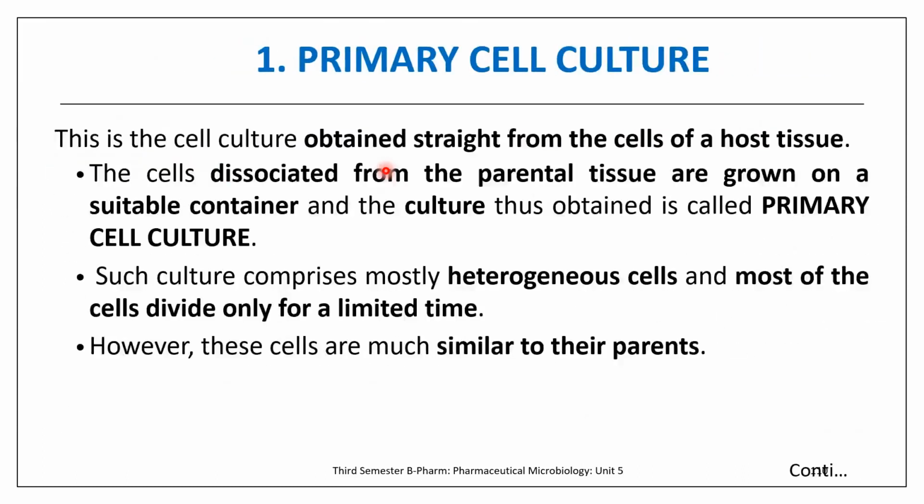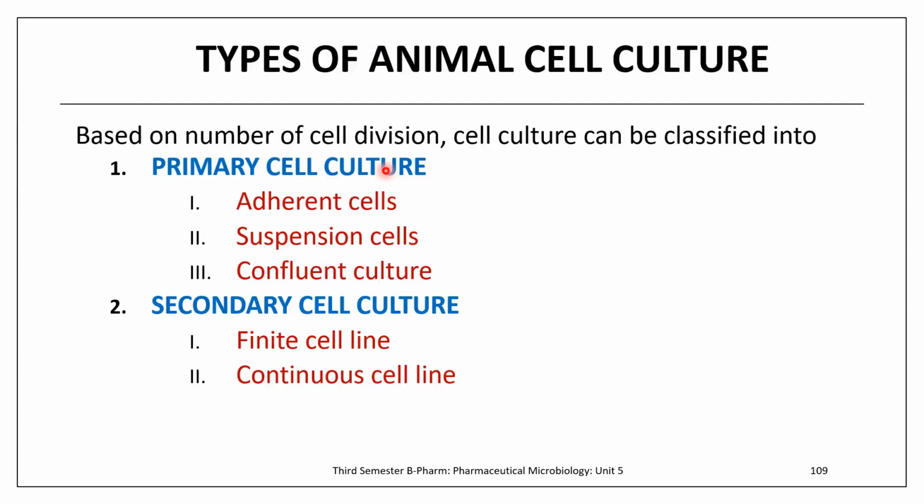So we had classified the animal cell culture into primary cell culture and secondary cell culture, again based on the property of whether they are adhering or not. The primary cell culture is again divided into adherent cell, suspension cell and confluent cell. Secondary cells, which are the cells isolated after subculturing from the primary cell culture, are again divided into finite cell culture, which have a limited lifespan, and continuous cell lines, which are immortal cells that will divide indefinitely.